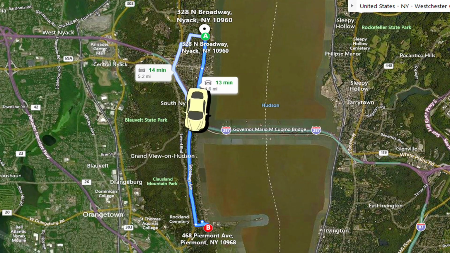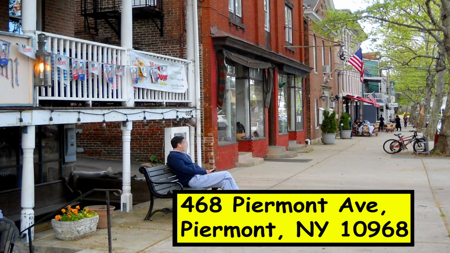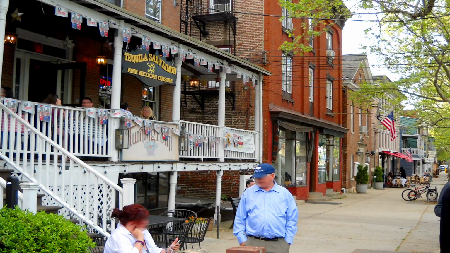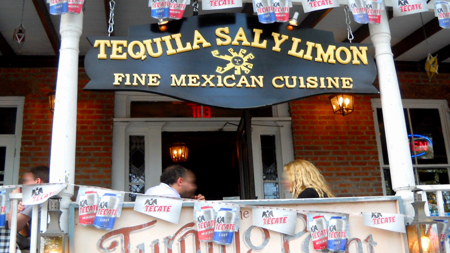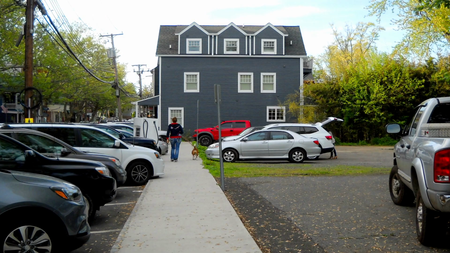The next shot we see shows her running down a shopping strip and turning down an alley. This location is about 10 minutes south of Nyack in the town of Piermont. Here it is in 2019. It's in front of a Mexican restaurant called Tequila Sally Lemon. Here's a shot of where the alley really goes. I have to comment that I think Piermont is a gorgeous town to walk around.